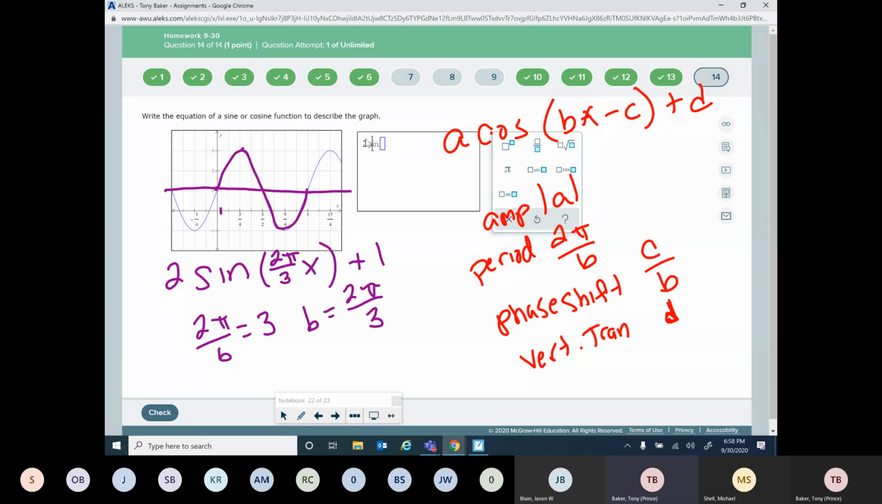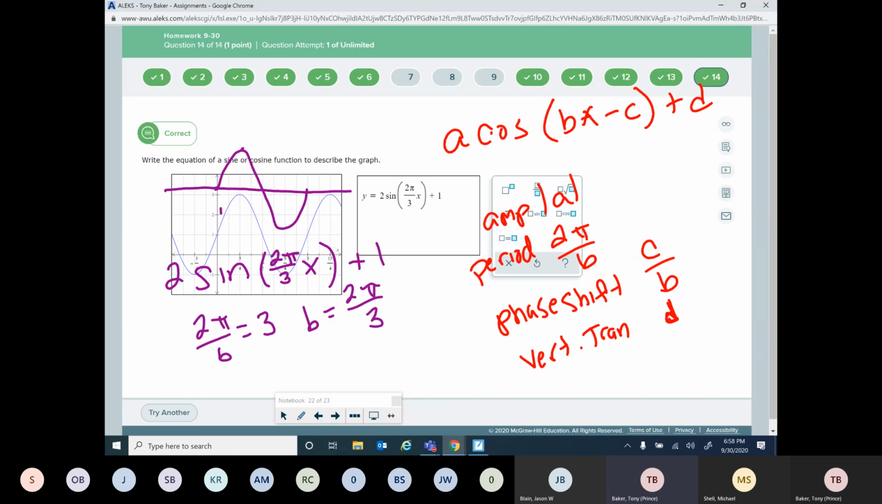So I've got 2 sine 2 pi over 3 x plus 1. Oh, and I forgot the y equals. And that's it.